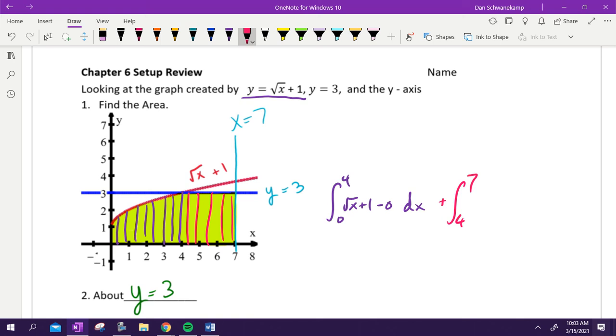So from 4 until 7, we have a new top and bottom line. That's why we wrote a second integral. And then it's going to go 3 minus the bottom line, which is 0. So it's just 3. That's it. Don't let it be harder than that. Don't forget that you're good at this. And it just looks a little bit different. Questions on the first one?